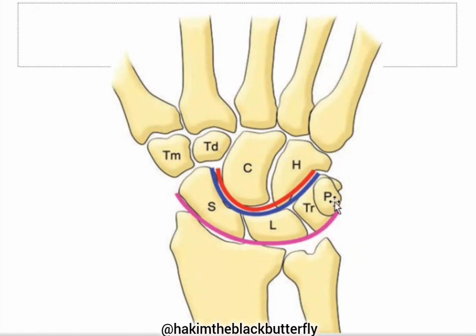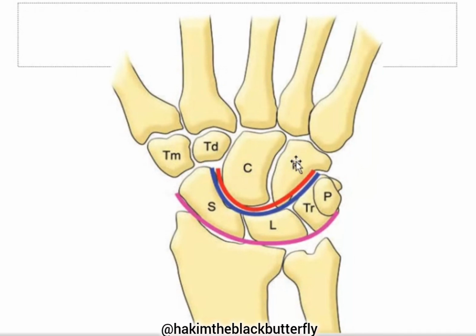So in the proximal row, we have the pisiform bone, the triquetral bone, the lunate, and the scaphoid laterally, because this is the lateral aspect and this is the medial aspect. Then in the distal row, we have the hamate. This hamate has a hook. And then we have the capitate, the trapezoid, and the trapezium.